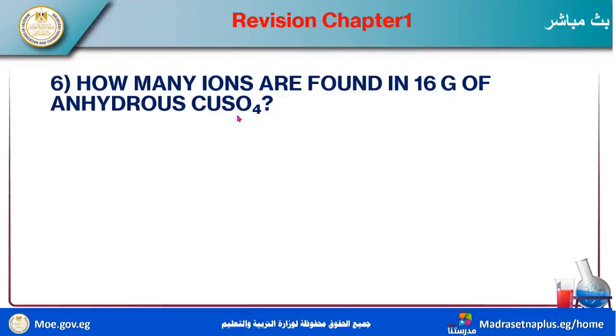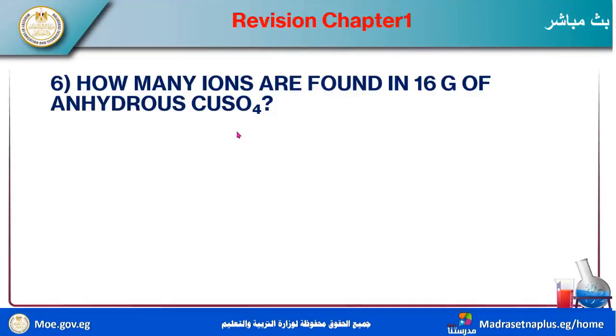Anhydrous CuSO4, copper sulfate. You must use these numbers. Cu equals 63.5, this is the molar mass of copper. Sulfur equals 32. Oxygen equals 16.